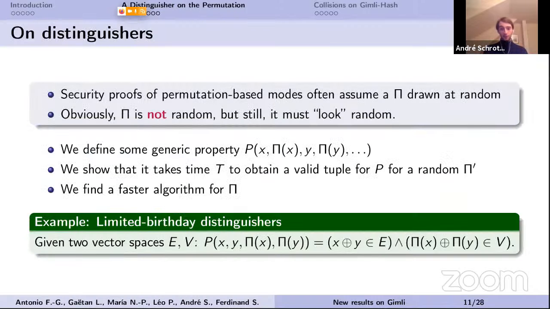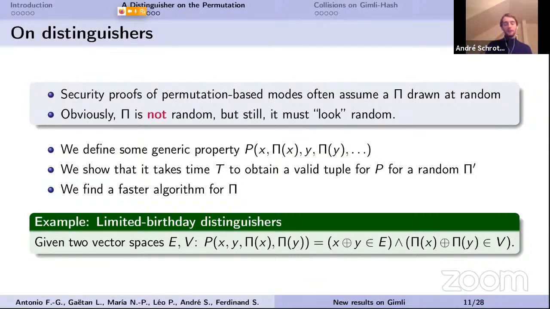First of all, what is a distinguisher for a permutation? Because you see, a permutation is a keyless primitive. When you have, for example, a block cipher, you can say we select the key at random, and then we want to distinguish the cipher with this randomly selected key from a random permutation. With the permutation itself, you can't do that because obviously it's not random. It has a specific design.